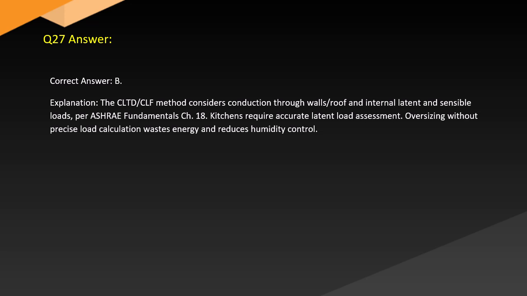Answer. Correct answer: B. Explanation. The RTS method considers conduction through walls and roof and internal latent and sensible loads per ASHRAE Fundamentals, Chapter 18. Kitchens require accurate latent load assessment. Oversizing without precise load calculation wastes energy and reduces humidity control.